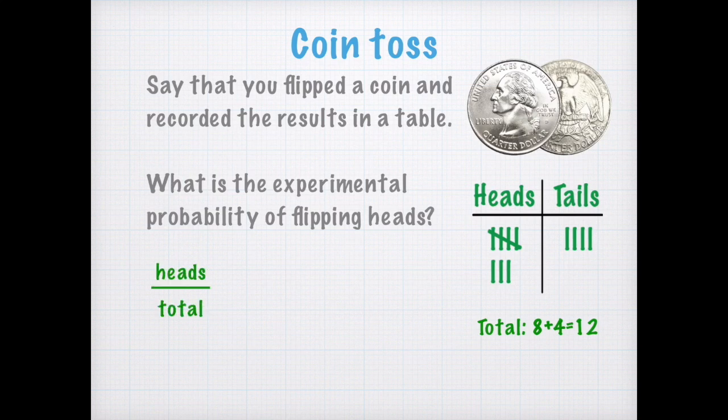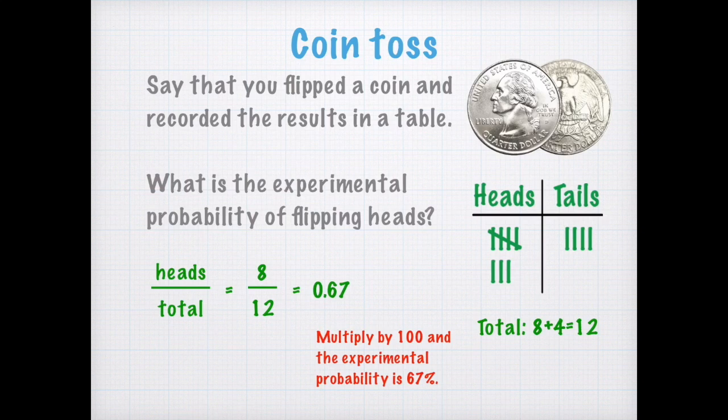Then what we want to do is divide the heads by the total, because we want to know the experimental probability of flipping heads. In this case, we have 8 heads and 12 total, so we'll divide 8 by 12. When we do so, we get a decimal that we have to round to 0.67. Then we multiply by 100, and the experimental probability is 67%.